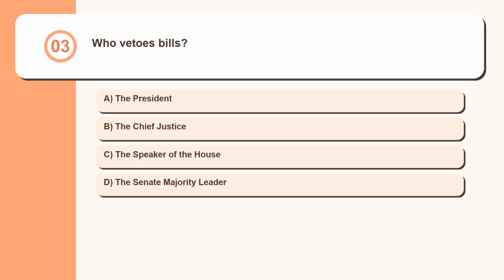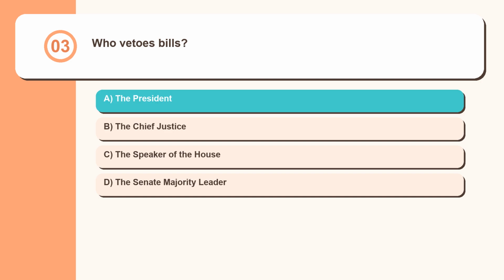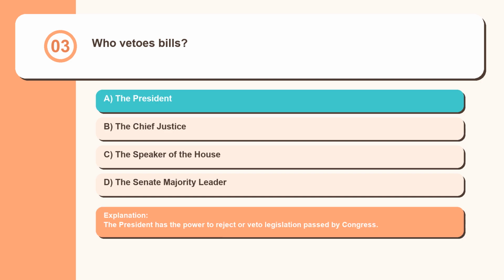Question 3. Who vetoes bills? The President, the Chief Justice, the Speaker of the House, the Senate Majority Leader. The President has the power to reject or veto legislation passed by Congress.